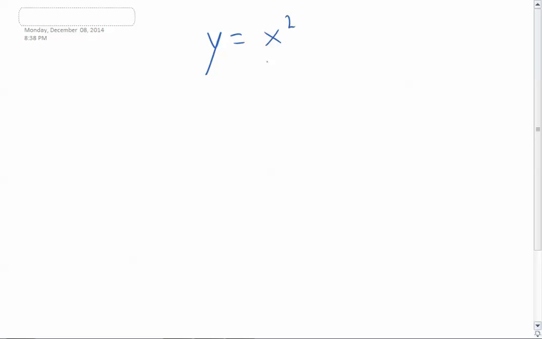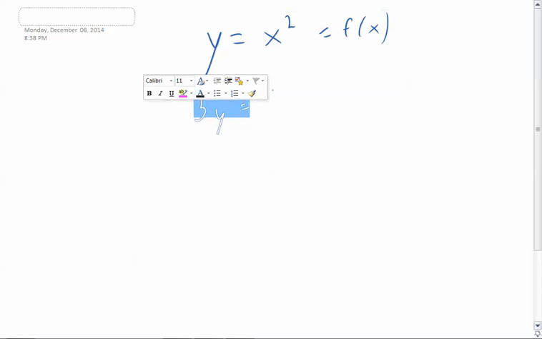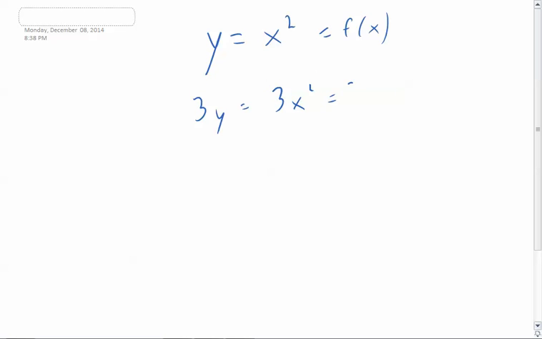Imagine if I do something to the function. I'm just going to call this function f of x. Well, obviously, if I multiply this by, let's say, 3, it's going to become 3y, which equals 3x squared, which also equals 3f of x. In other words, everything that I do to the function, or to y, I'm multiplying by 3.